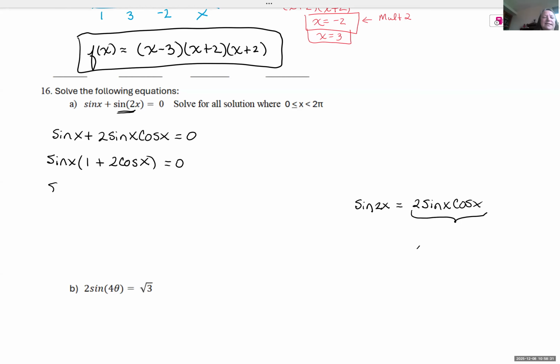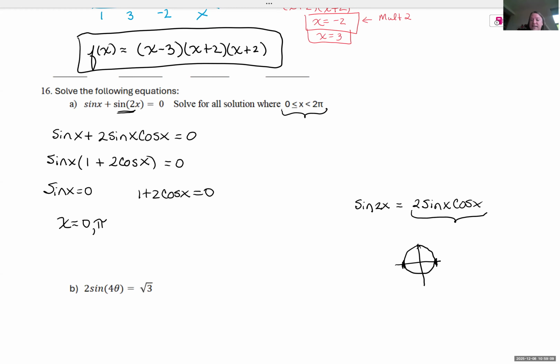So I'm looking at when is sine x equal to 0? And when is 1 plus 2 cosine x equal to 0? Well, sine on the unit circle is our y value. So you're looking at the unit circle and thinking about when is y 0? Well, y is 0 here at 0 degrees, at pi, 2 pi, 3 pi. But we only want it between 0 and 2 pi. So for the first equation, this is when x is 0 and pi.